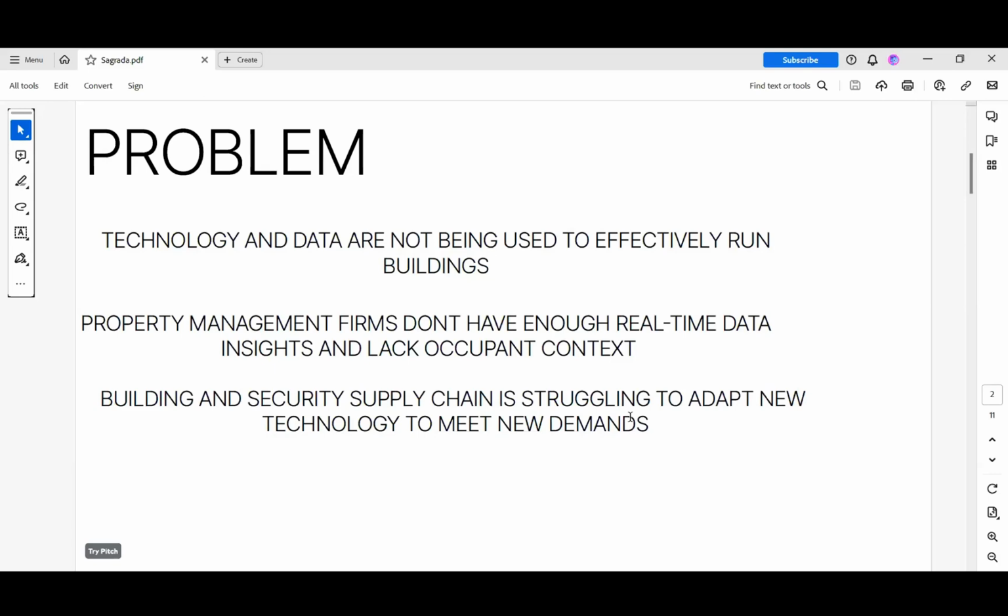And the building and security supply chains are really struggling. They're having a hard time adapting to how to utilize the technology to put this data into context. They're trying to transition from old ways into new ways, but they're having some growing pains.